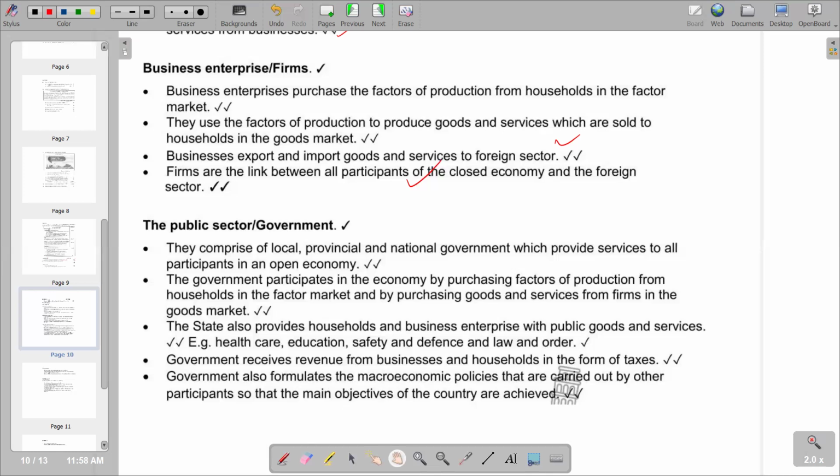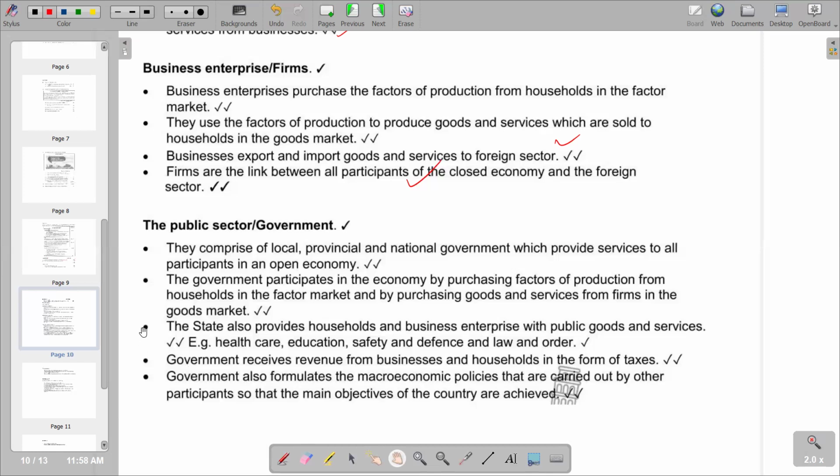So government, as the sole controller of activities in the economy, also has a hand in terms of the macroeconomic policies. Remember, we've got the fiscal policy, and we've got the supply side policies that can be put in place. So those are the typical policies that are controlled by the government.